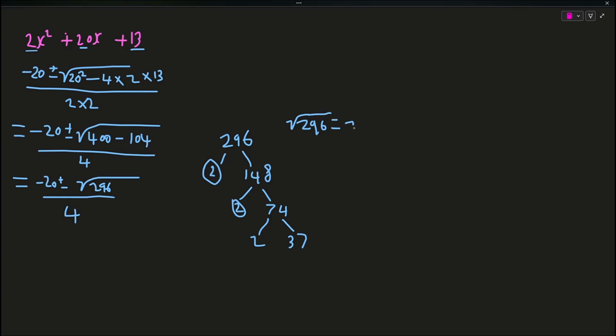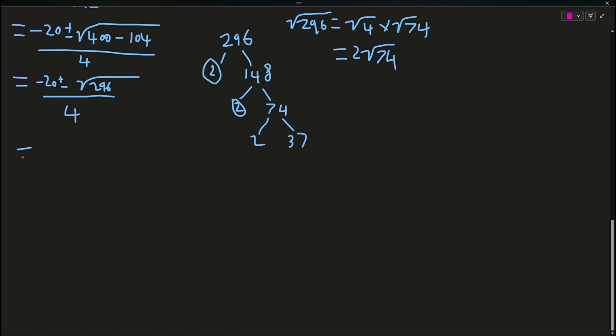as the square root of 4 times the square root of 74. Right, 2 times 2 is 4, 2 times 37 is 74. And square root of 4 is 2, so we can write that as 2 root 74. So that means we can have minus 20 plus minus 2 root 74 over 4.